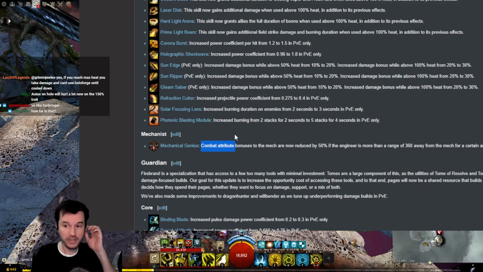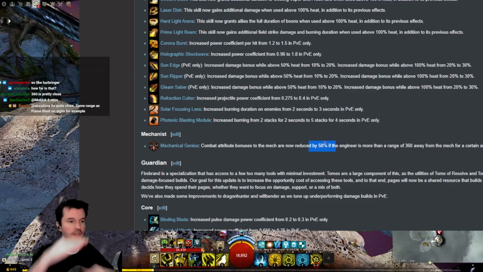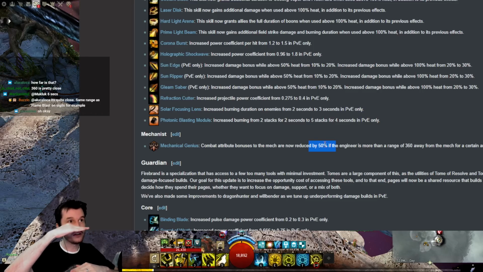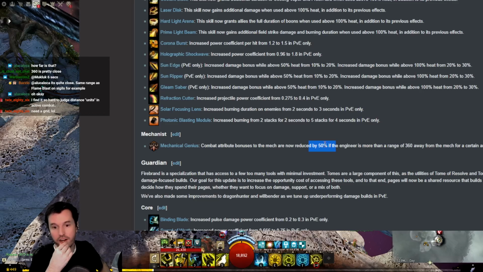Now, if you're not standing by your mech, after some amount of time, and I don't know how long it is, it will lose 50% of the stats that it's inheriting from you. That's not to say they're going to go down to half strength, but if they were this strong, and then they inherit some stats from you, half of those stats would be lost. They're not going to go all the way down. However, that is pretty brutal.